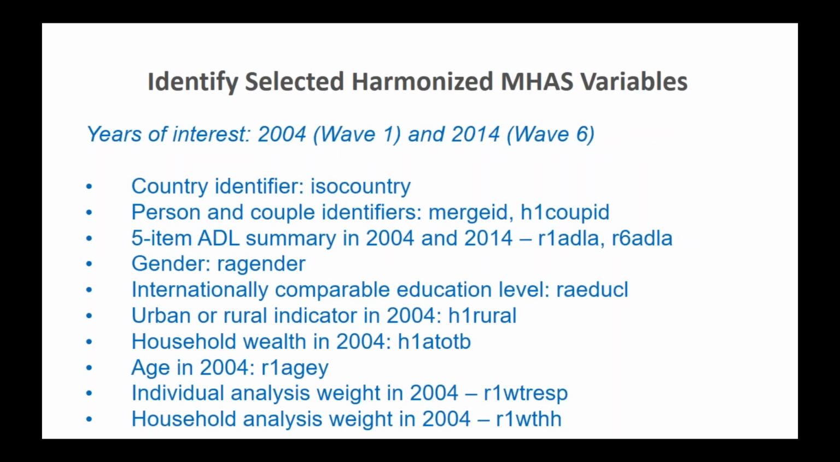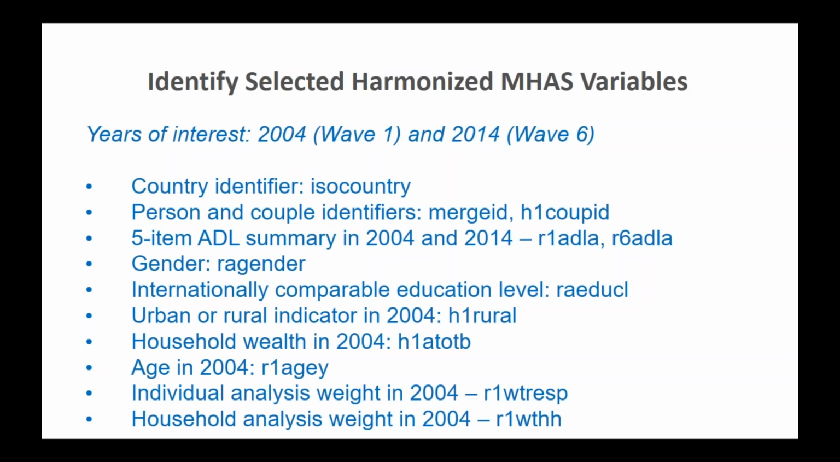And now we're going to take our SHARE variables, our harmonized SHARE variables. So the first thing from SHARE, as I mentioned, SHARE is a multi-country study. So we're going to use a variable called ISO country, which is going to let us know which country that respondent is part of the sample for. We're going to include our person and couple level identifiers.